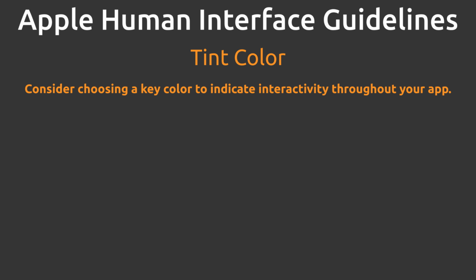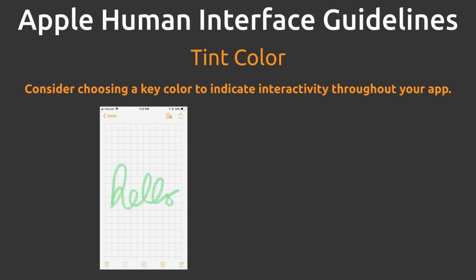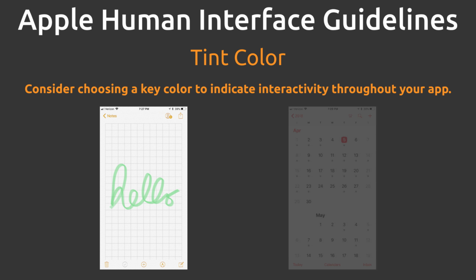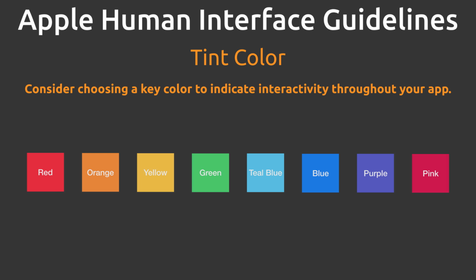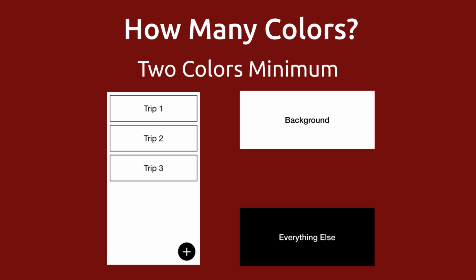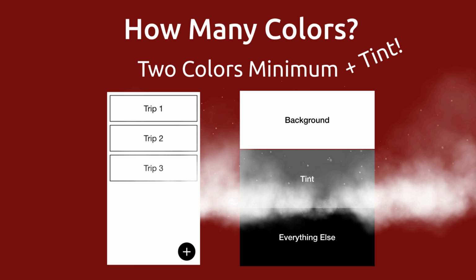They go on to give some examples of tint color in their apps. Like in Notes, interactive elements are yellow. And in the calendar application, the interactive elements are red. And then Apple also supplies us with some suggested tint colors. So thanks, Apple. Remember, this is just a suggestion. Okay, so now we're looking at 3 colors.